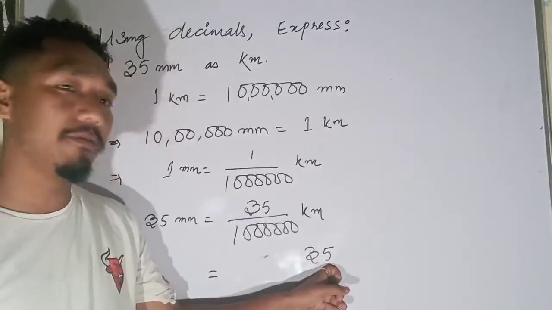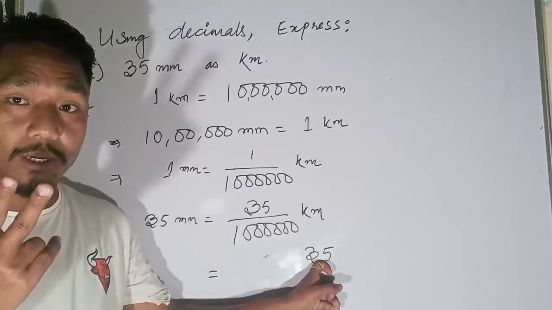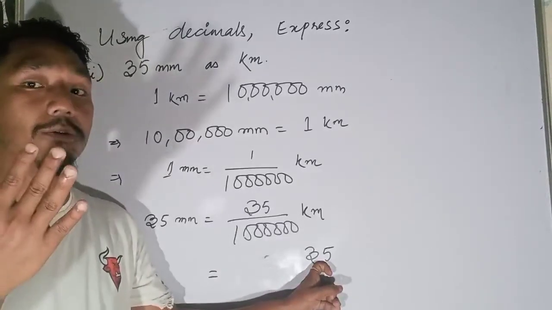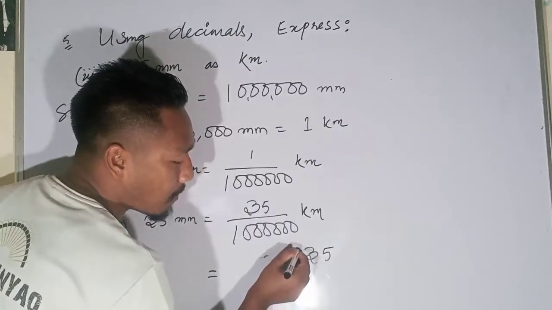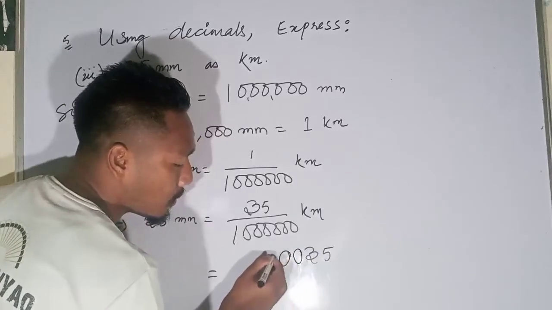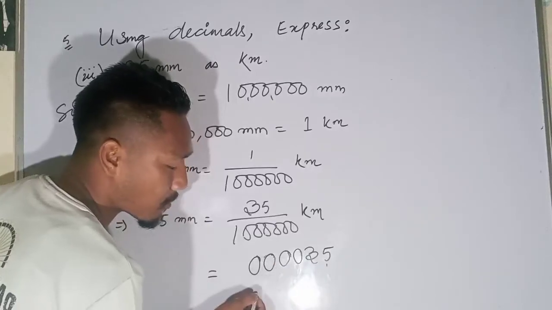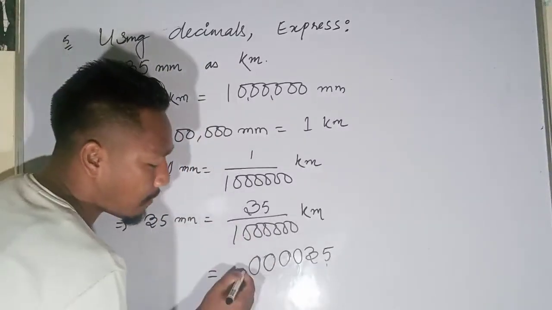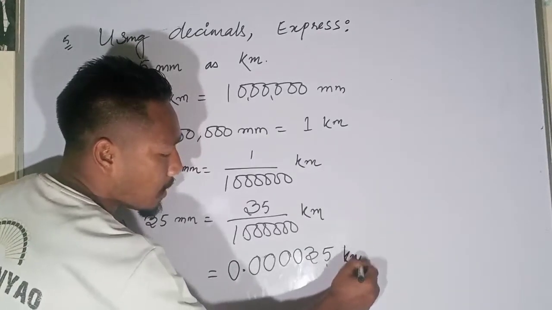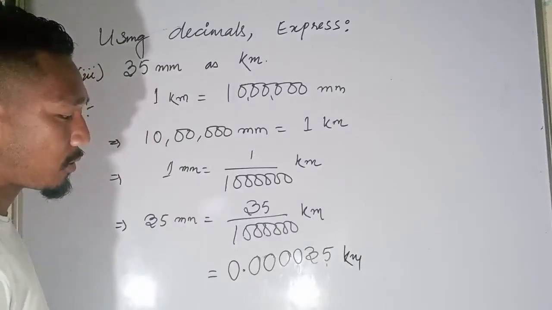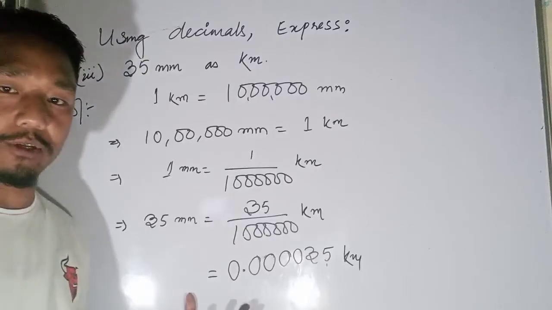So from the back side of 35 we'll count: 1, 2. We have only 2 numbers, which means we have to satisfy 4 more numbers to become 6. So in order to satisfy 4 more numbers, I will put the 0 here: 1, 2, 3, 4. Now count it: 1, 2, 3, 4, 5, 6. Satisfied? Then after 6 numbers we put the point and a 0. That is how many kilometers? 0.0000035 kilometers. Okay, this is our answer.